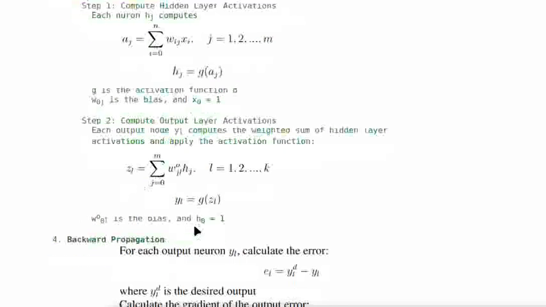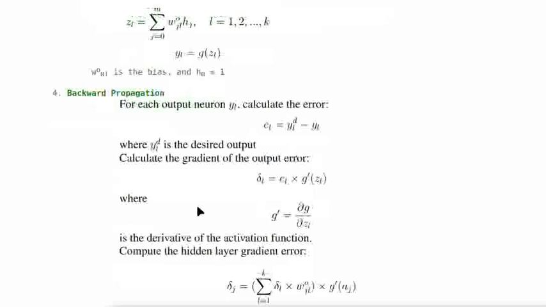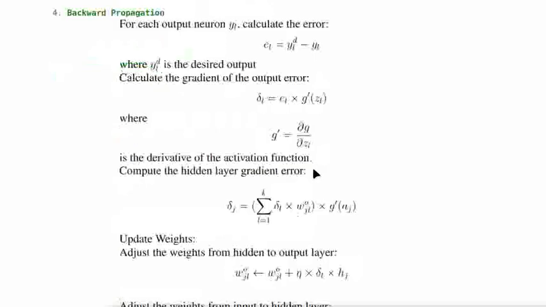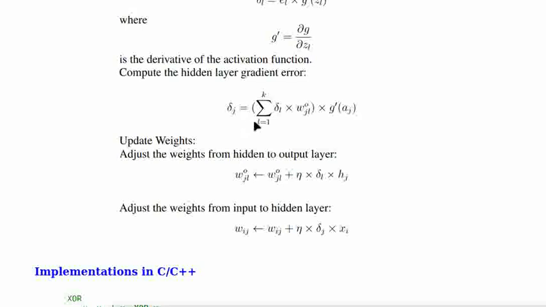We need to do the backpropagation. In this process, for each yL we calculate an error eL, which is basically the difference between the desired output and the output yL from the MLP. We then calculate the gradient of the output error, delta L, which is equal to eL times g dash of zL. g dash is the derivative of g, or the gradient, partial g partial zL. We also compute the hidden layer gradient error, delta j, which is given by delta j equals sum from L equals 1 to K of delta L times woJL, then times g dash of aj.